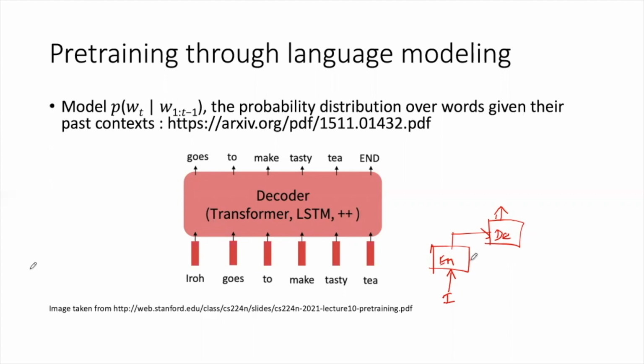Now we try to understand how exactly we do the pre-training of these different parts of the transformer model. How do we do the pre-training for the encoder? How do we do pre-training for the decoder? And would it be possible to do pre-training for both encoder and decoder at a time? We'll look at these various scenarios. Firstly, let's understand how to pre-train the decoder part.